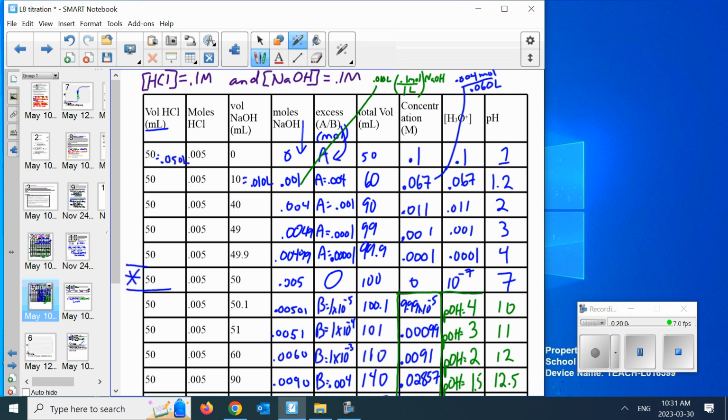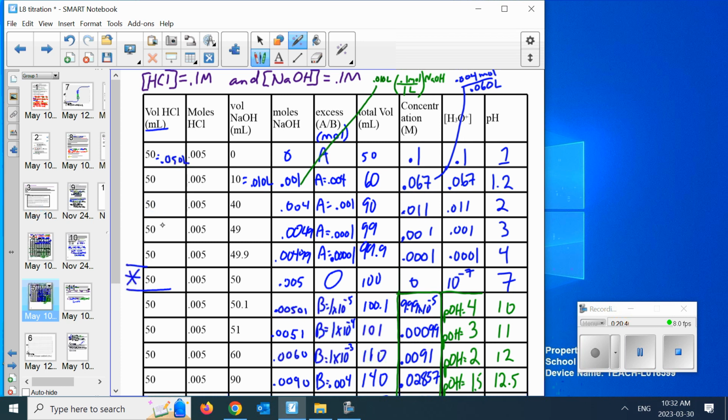We won't look at everything. Okay? We add a little bit of sodium hydroxide, 0.01 moles, and I'll just show one calculation. Well, we still have way more acid than base, so the pH is 1.2. We add some more. Remember, we had 50 mL of the same concentration of acid. Now we have a 40 to 50 ratio. That's almost equal, right?